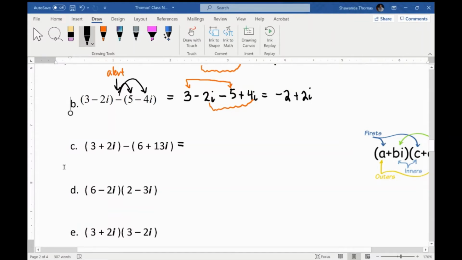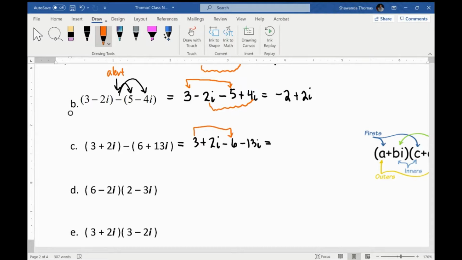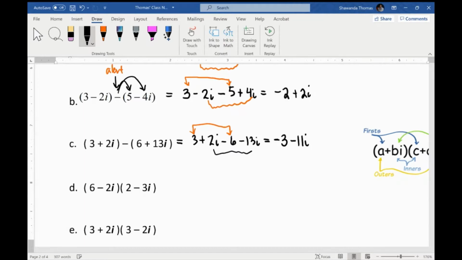Here you go. 3 plus 2i minus what? What did y'all write after the minus sign? Minus 6 plus 13i. Very nice. Did we combine 3 and minus 6? What is that? Negative 3. And then 2i minus 13i is negative 11i. All right. Very good.